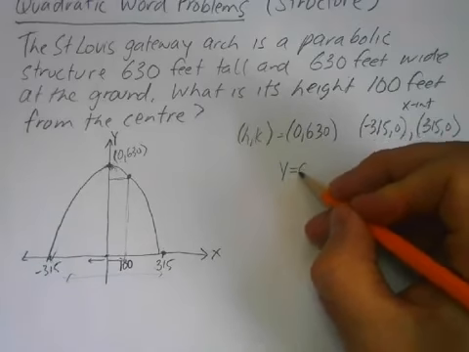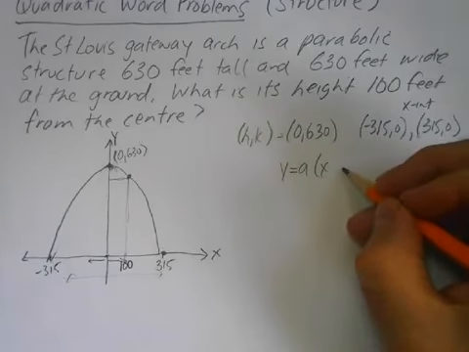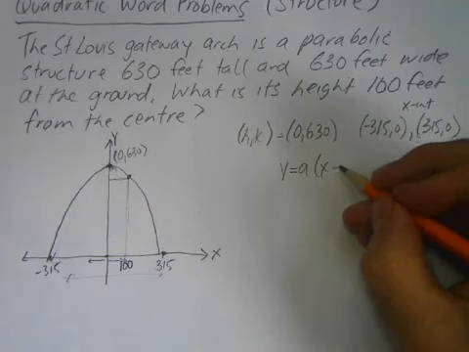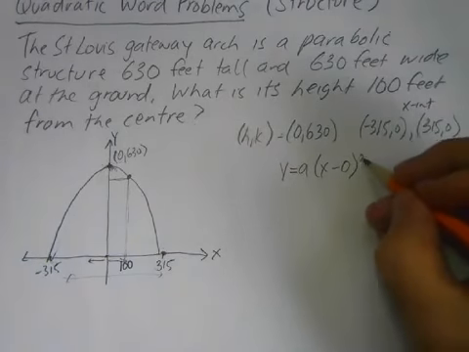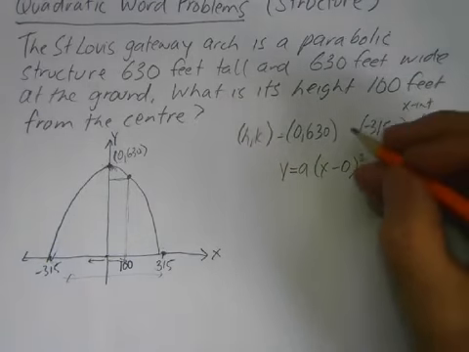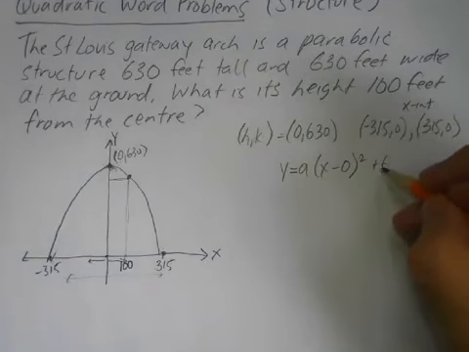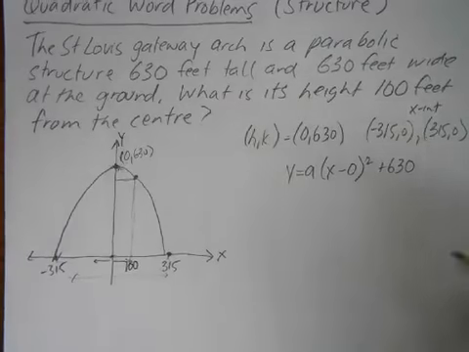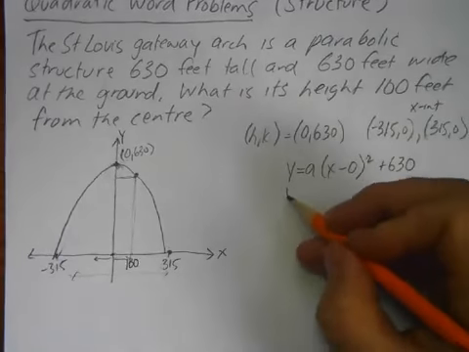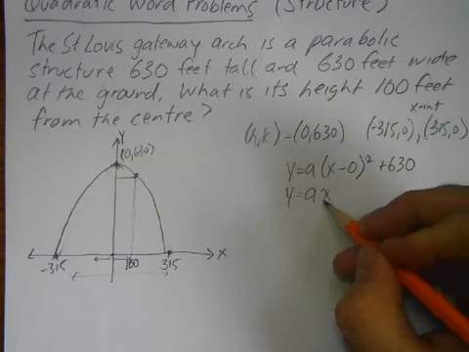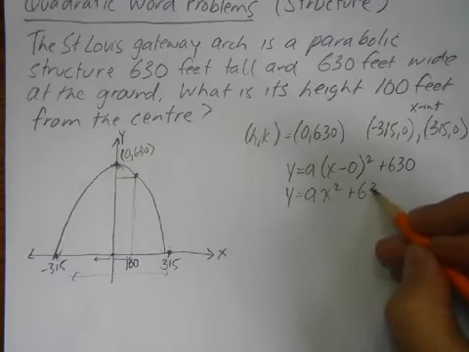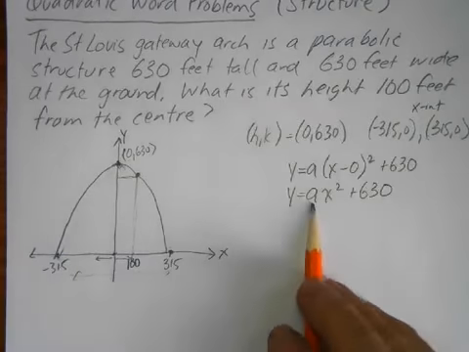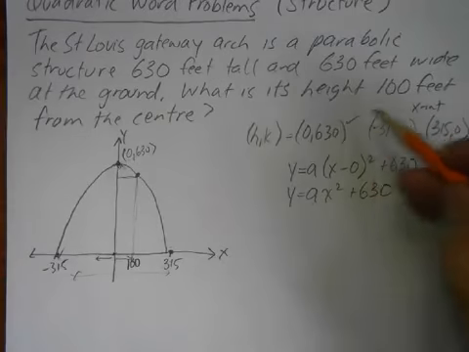So y equals a(x minus h) squared plus k, where h is 0 and k is 630. Now you don't see this all that often. x minus 0 is just the same as x, right? So I'm just going to simplify that: y equals ax squared plus 630.